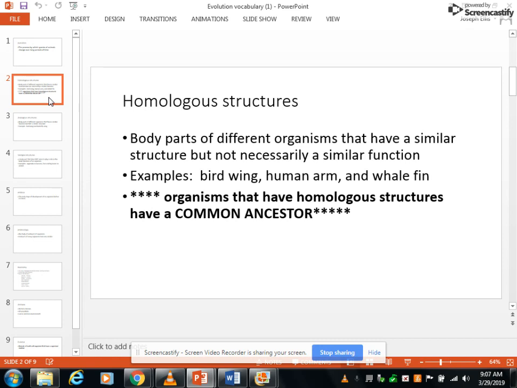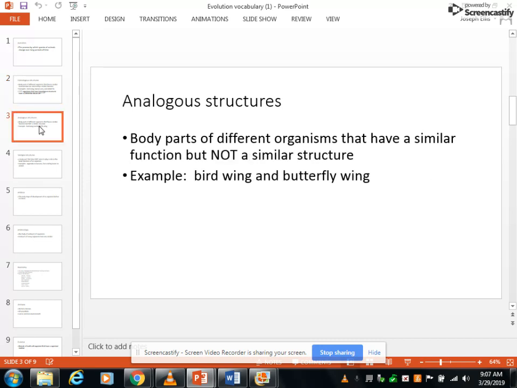Okay, now the key word: common ancestors, the key phrase. If you see that as an answer choice on the EOG test or any questions, common ancestors, choose that because that's going to be the right answer. Common ancestors. Because if they have homologous structures, they have common ancestors.